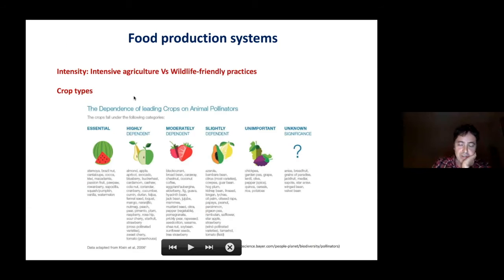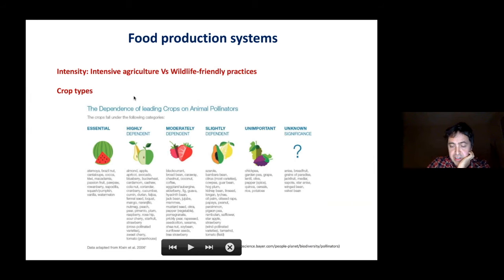And finally, the fourth element we wanted to consider is the existence of a diversity of food production systems. There's not a single way of producing food in the world. There's many classifications that we can establish. Here I'm just using 2 of them, which are very relevant.